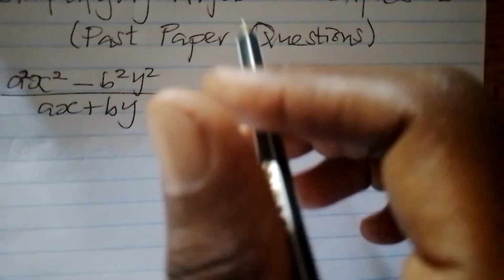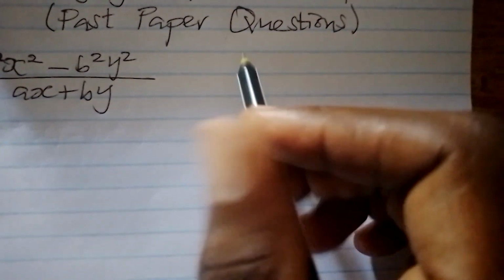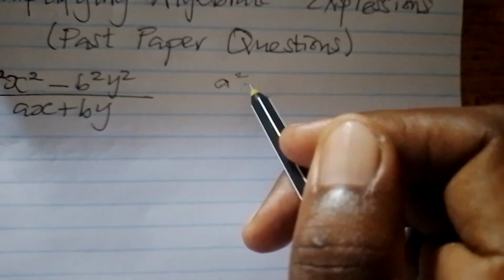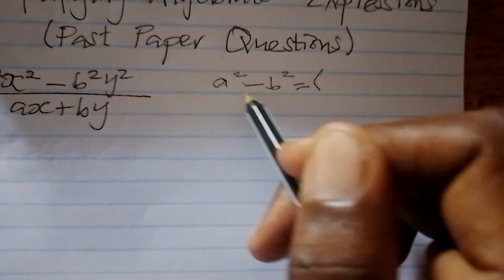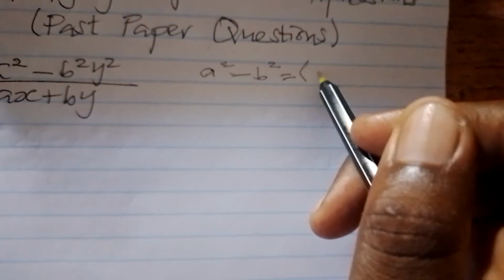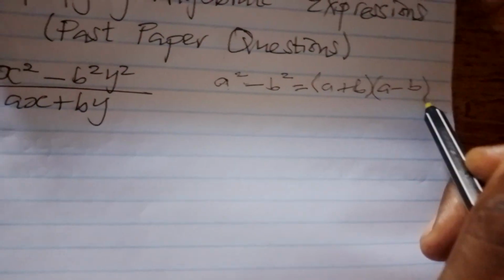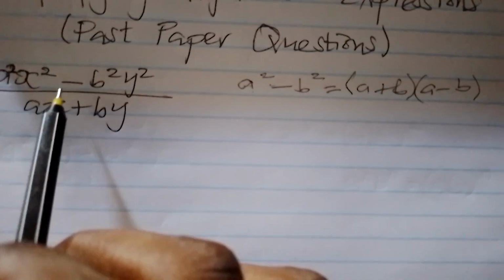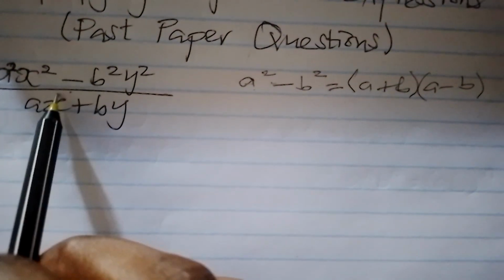Just a reminder, a difference of two squares dictates that if you have an expression which has got a minus in between and both sides of the minus are squared, it can be rewritten as a plus b multiplied by a minus b. So using the same concept, that's how we are going to work out this particular expression.